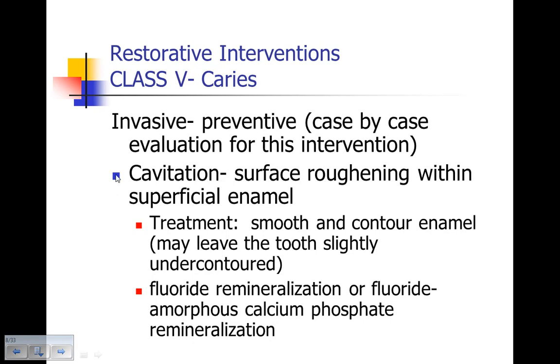On the enamel surface, we'll see cavitation. We'll see surface roughening within the superficial enamel. The treatment might be only to smooth and contour the enamel, which may leave the enamel slightly under-contoured, combined with fluoride remineralization, fluoride amorphous calcium phosphate remineralization therapies.